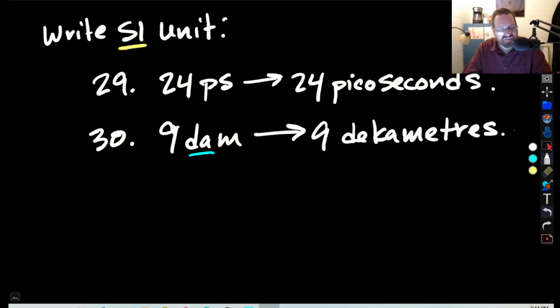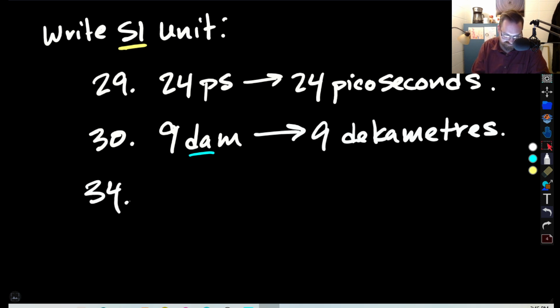I have to get used to spelling deca like this, because when I grew up learning the metric system, I spelled it like this, deca, with a C, not with a K. So it's a bit of an adjustment for me. I'm just going to be completely honest.